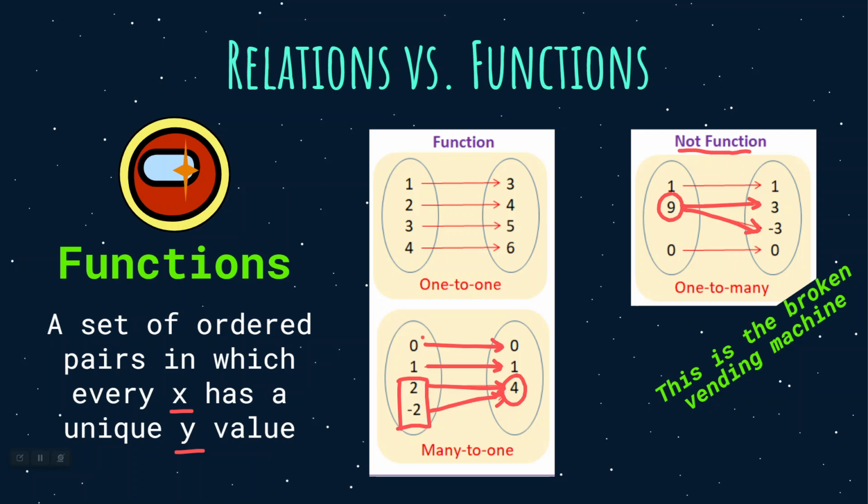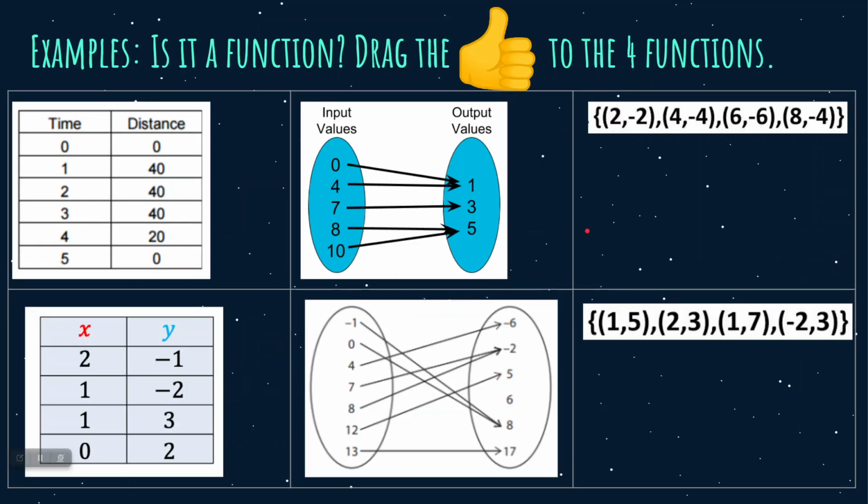So as long as there's only one line coming out of this side, that will be an input. Or another way to think about it is that if we don't repeat our x values, that's really what we're looking for. We don't want to repeat any of our x values in our ordered pairs. So that's what I'm going to be looking for in these 6 examples. I'm looking for if any x values repeat.